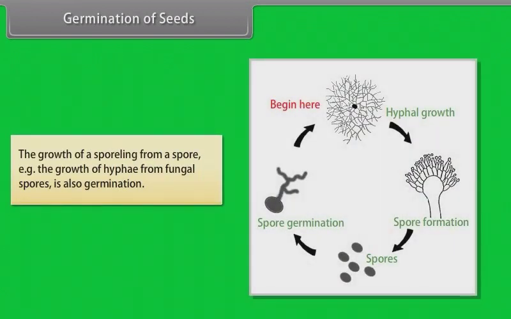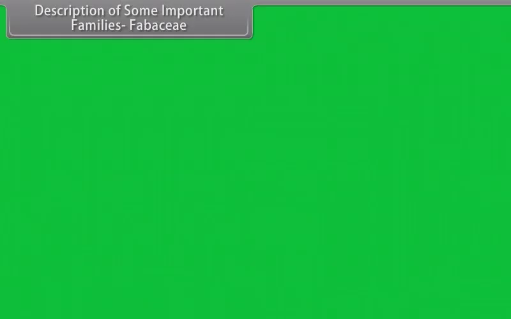The growth of a sporeling from a spore, for example, the growth of hyphae from fungal spores, is also germination. Description of some important families.